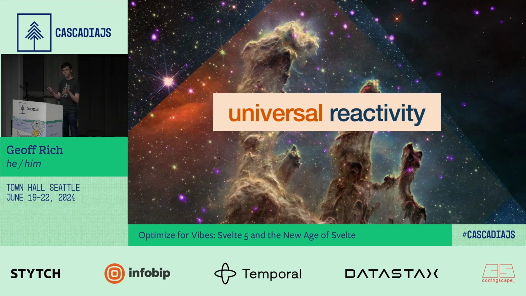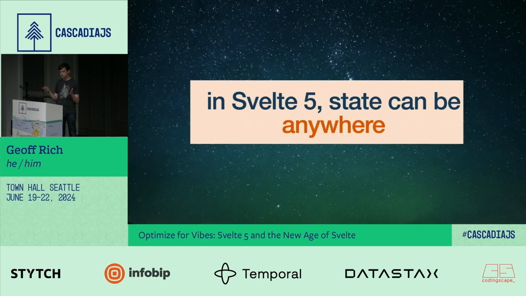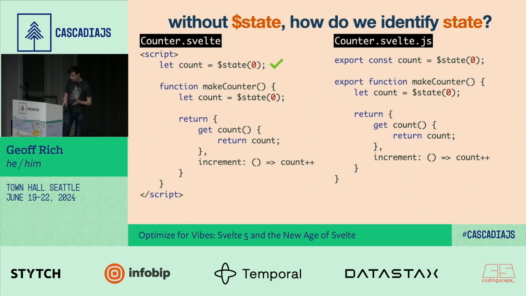We were able to get away with implicit state in Svelte 3 and 4 because it only applied to variables at the top level of a component. So in this Svelte 4 example, name and numbers are reactive state variables because they're at the top level. But sum and value are nested inside a function, so they're not reactive. But in Svelte 5, state can be anywhere. It can be at the top level of a component. It can be inside other functions, inside other files, or even inside other functions inside other files.